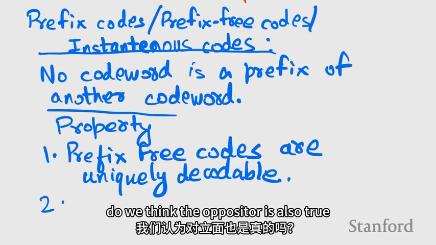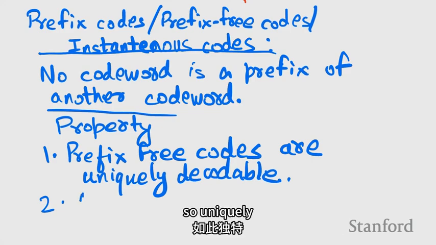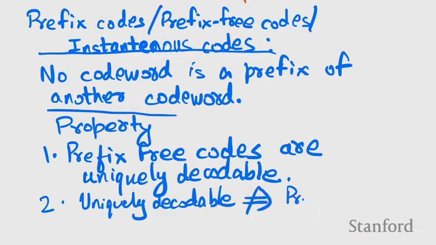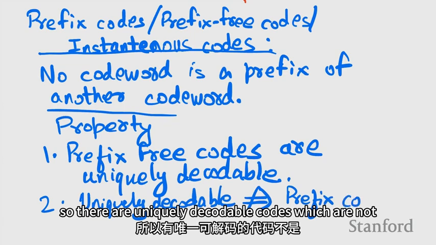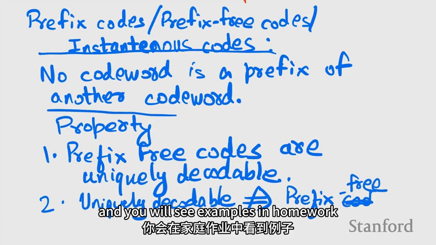Do we think the opposite is also true? Let me not dwell on that too much, but it is not. So uniquely decodable does not imply it is prefix free. There are uniquely decodable codes which are not prefix free, and you will see examples in homework.